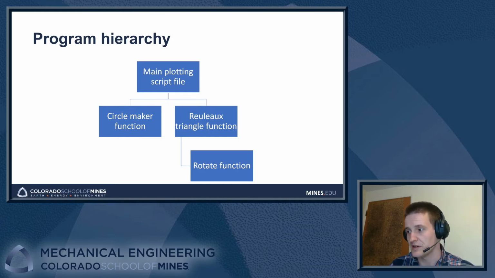These files are posted up on Canvas along with the solution. Okay, so the solution for the main plotting script file is up there, which has a lot of great comments showing you how to use the advanced plotting functions. And then also a solution for the circle maker function that we'll be going through in this video are posted along with links to the Reuleaux triangle function and the rotate function. So to get this script to work, we need to download the Reuleaux triangle function and the rotate function. Make sure those are saved in either your MATLAB folder or whatever current folder you're working in for today to get all of this to work.